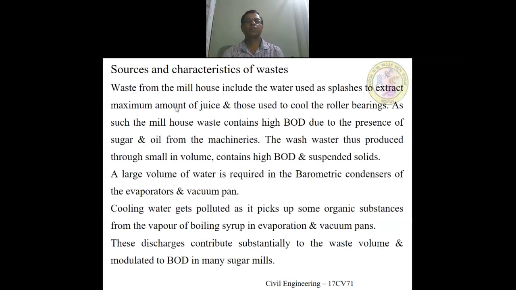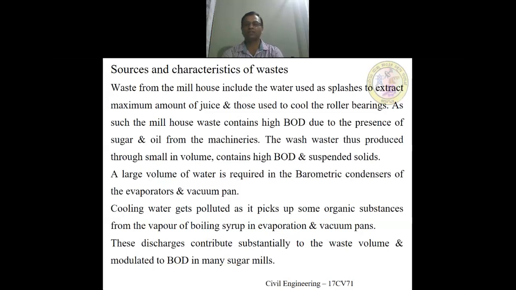The sources and characteristics of waste. The waste from the mill house includes the wastewater used for splashes to extract the maximum amount of juice, and that used to cool the roller bearings. As such, the mill house waste contains a high amount of BOD due to the presence of sugar and oil from machineries. The wash water thus produced, though small in volume, contains high BOD and suspended solids.